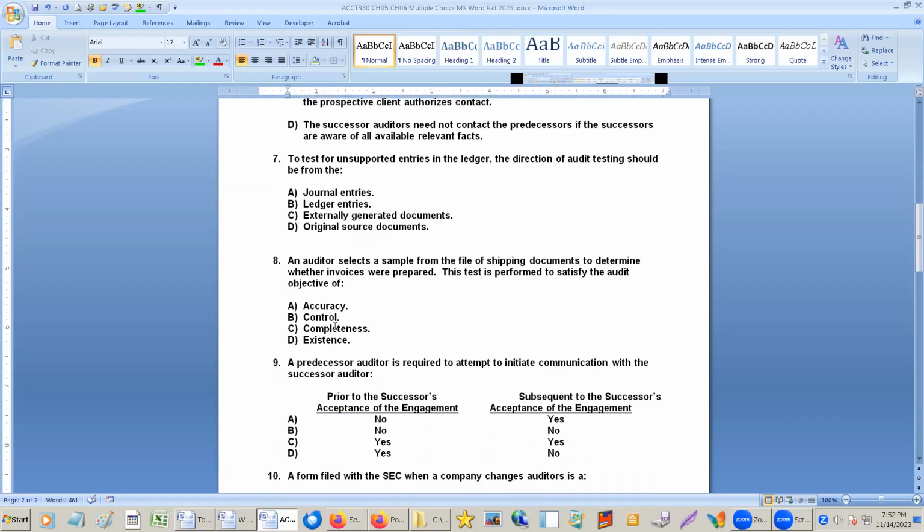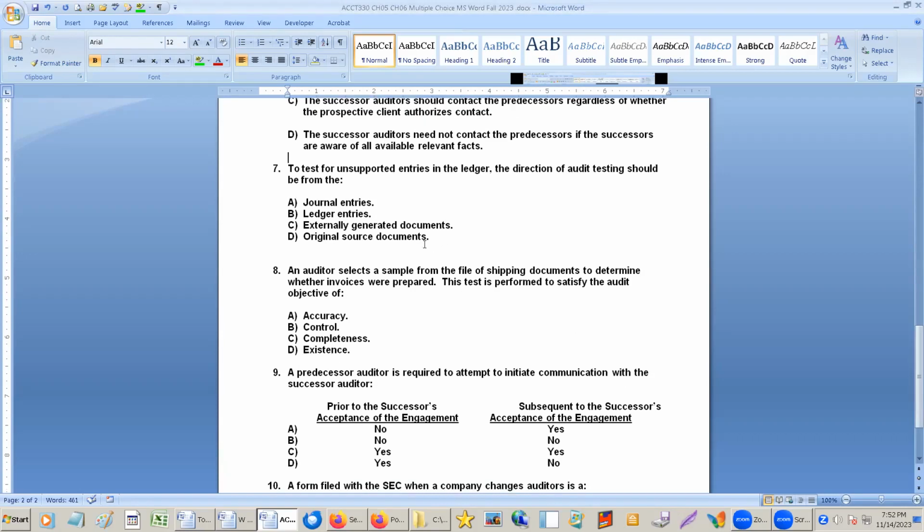To test for unsupported entries in the ledger. So this would be for an existence. Let's see. The testing direction should be from ledger. Good.